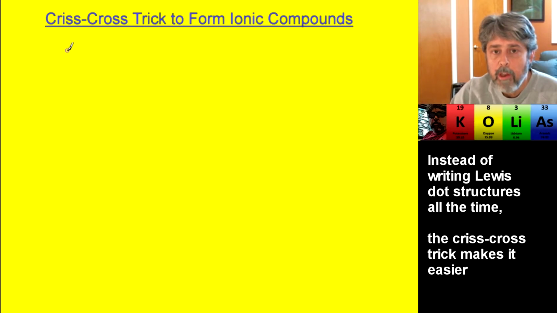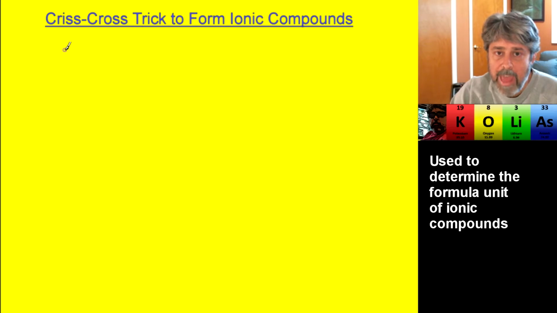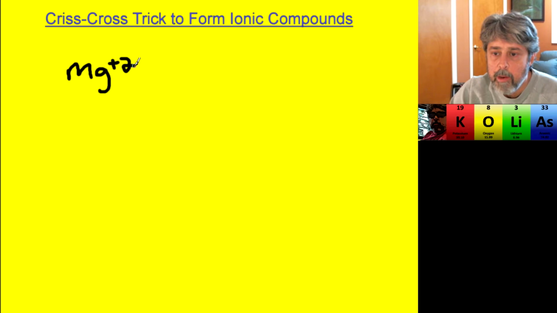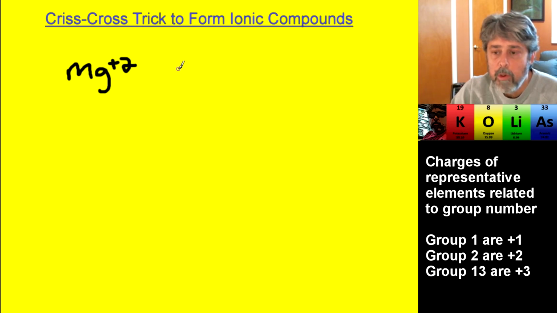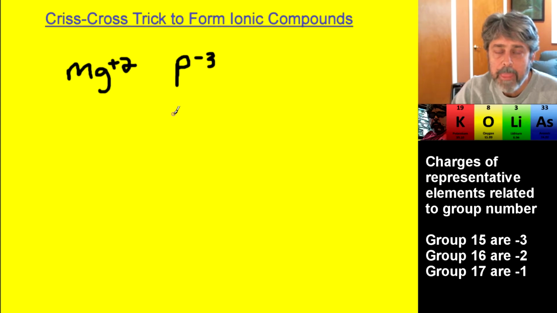Okay, so the first thing we'll talk about is how to do the crisscross trick to form ionic compounds. It's a really fast way to see what our ratios are going to be of metals to nonmetals without having to do Lewis structures. So here's what we do. We take a metal. Let's take magnesium. We're going to put our charge up here. We know magnesiums are all +2. And let's take, I don't know, phosphorus. Phosphorus, -3 charge on those. So we're going to take advantage of the charges to do this trick. So here's how it works.